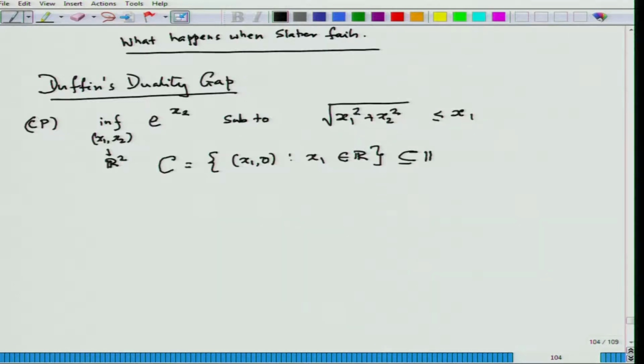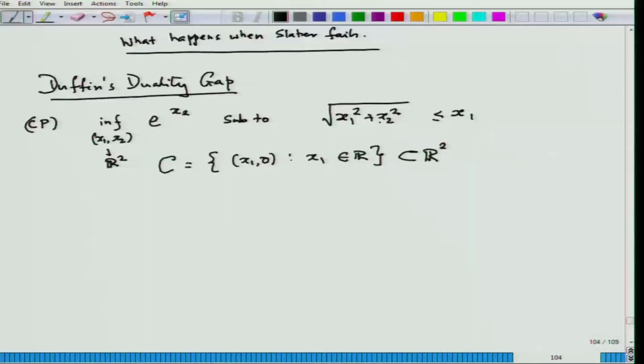This feasible set is a subset of, in fact a proper subset of, R2. So this is a proper constrained optimization problem, and you have to observe that the Slater condition does not hold. That is, if I put 0 here and take any x1, it becomes x1 equal to x1. So there will be no Slater condition holding. The inequalities are never strict; at all points this inequality is active.